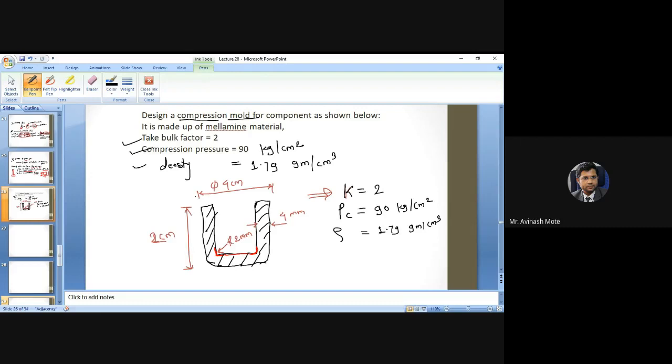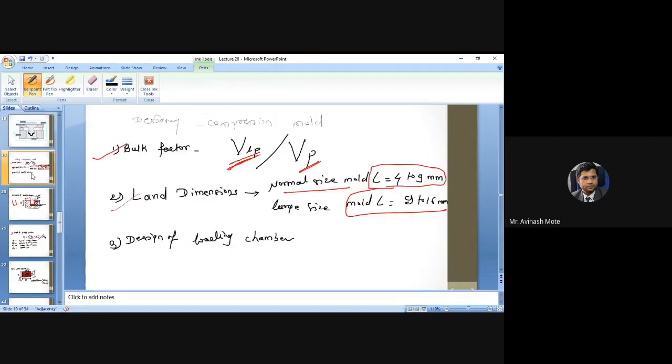Now this given data we have written. We will follow exactly the same procedure that we discussed, from the part where we started discussing the process. Bulk factor is directly given. From this bulk factor, what can you calculate? Volume of loose powder and volume of product. If you want the volume of loose powder, you need the volume of product.